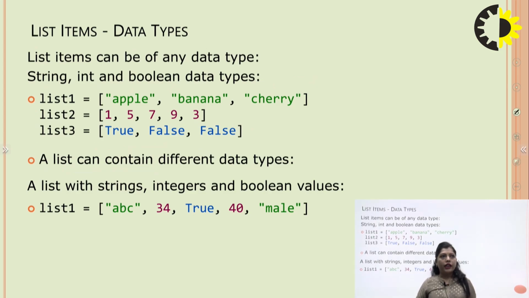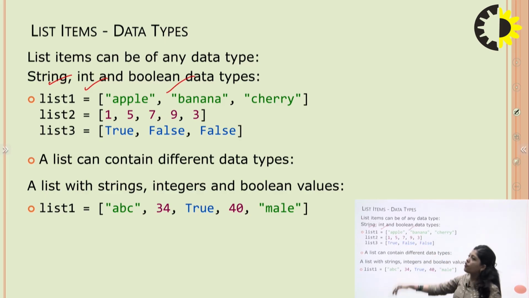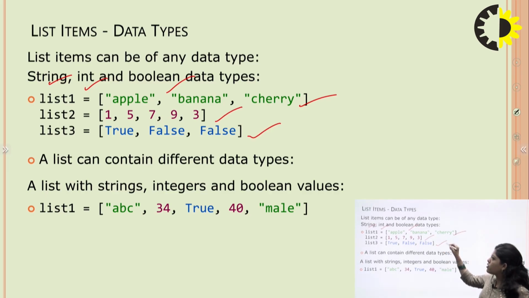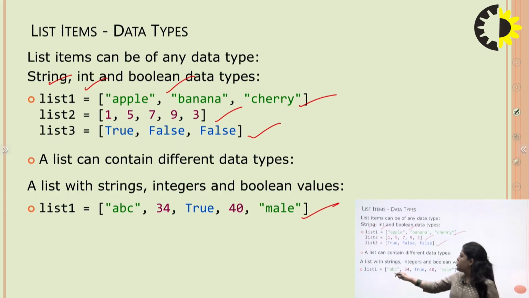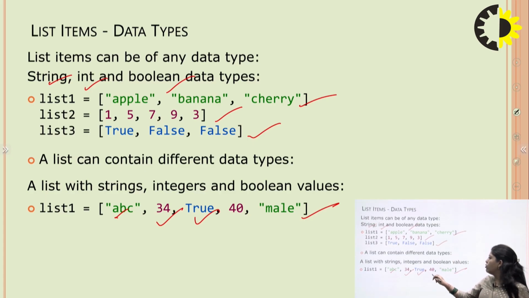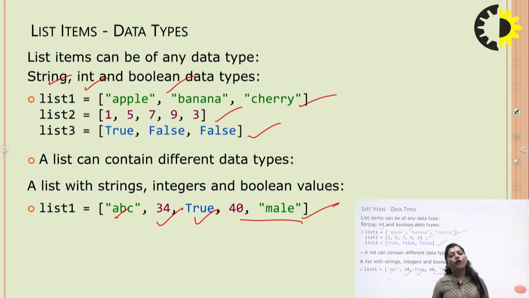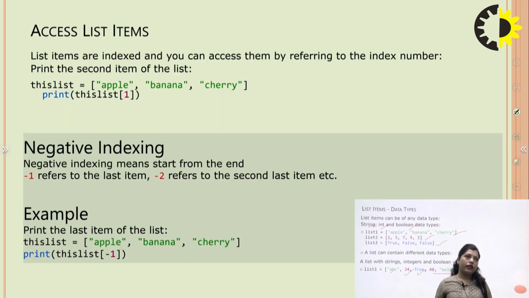Next is list item data types. List items can be of any data type. For example, a list item can be a string, an integer value, or a boolean value. For example, list 1 has string values, list 2 has integer values and list 3 has boolean values. A list can contain different data types. For example, list 1 is a list with string, integer, boolean values. So a list can contain many different data types.